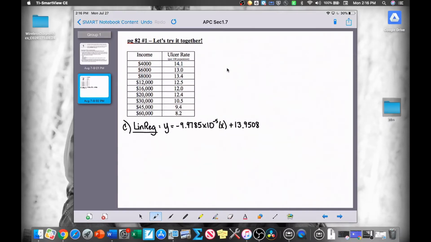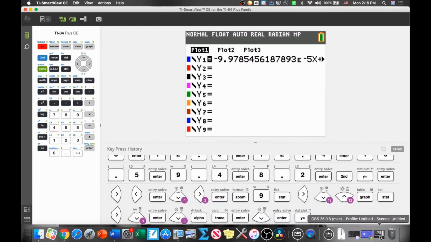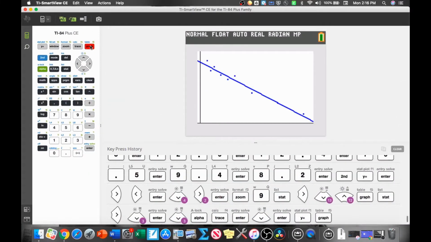Okay, so now let's take a look at how this model looks on the calculator compared to the data set. So if we go back to our calculator and we just hit graph, it adds in the linear regression line. Okay, so that's not bad. That fits the data pretty well. But let's see if we can do better with a different regression model besides linear. So we're just going to repeat this process, but we're going to look at other ones. So let's look at quadratic next.